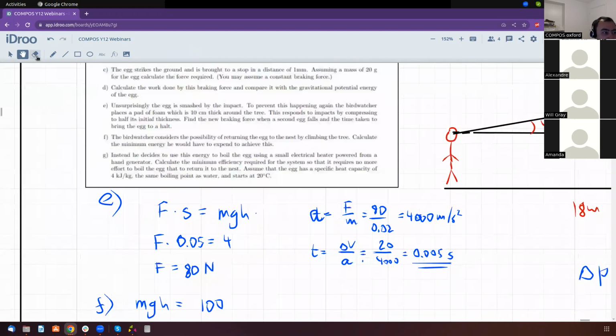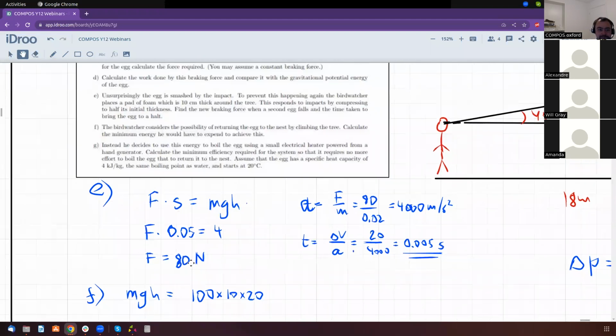Yes, 100 kilograms times 10 times 20. Although, I mean, he doesn't need to climb to the top of the tree, so his center of mass only needs to move 18 meters because he can then reach. So I would say 18. So he only needs to climb 18 meters.